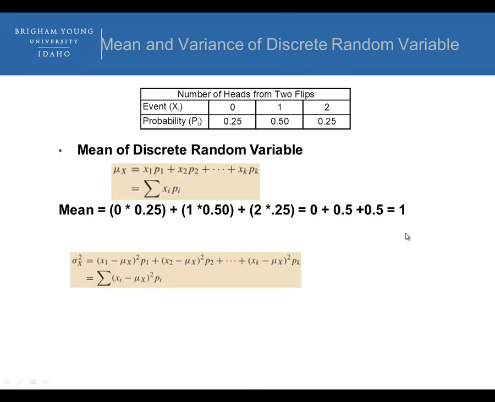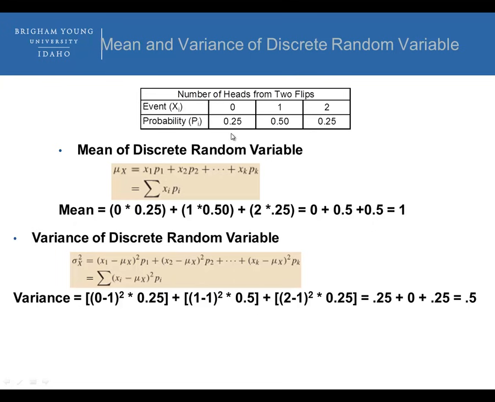In order for us to get the variance, here's the formula for it, but instead of talking through this formula, let me just give you an example using this problem right here. Now that we have the mean, this is the formula: we take 0 heads minus the mean, which is 1, and we square that. Then we multiply it by the probability of that event happening, which is 0.25, plus we take 1 minus the mean, which is 1, and we square that, and then multiply it by 0.5, the probability of that event happening.